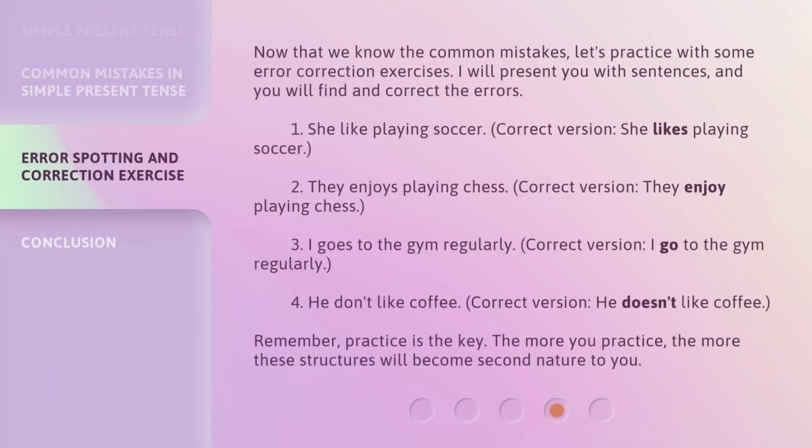Now that we know the common mistakes, let's practice with some error correction exercises. I will present you with sentences, and you will find and correct the errors. 1. She likes playing soccer. Correct version. She likes playing soccer. 2. They enjoys playing chess. Correct version. They enjoy playing chess.